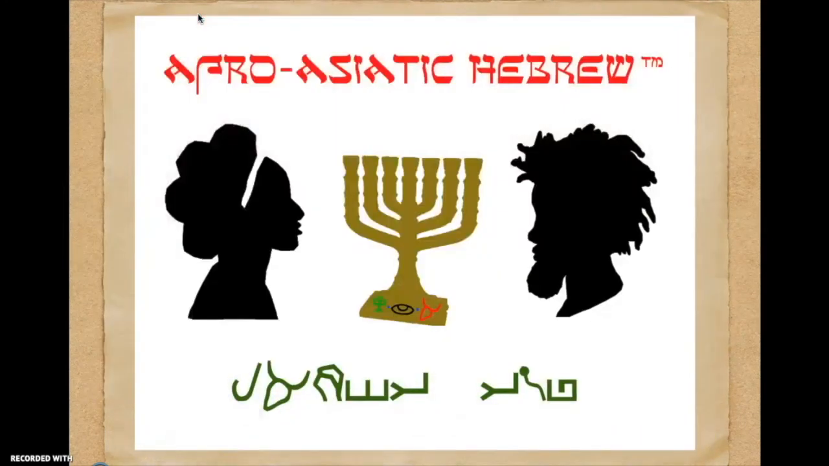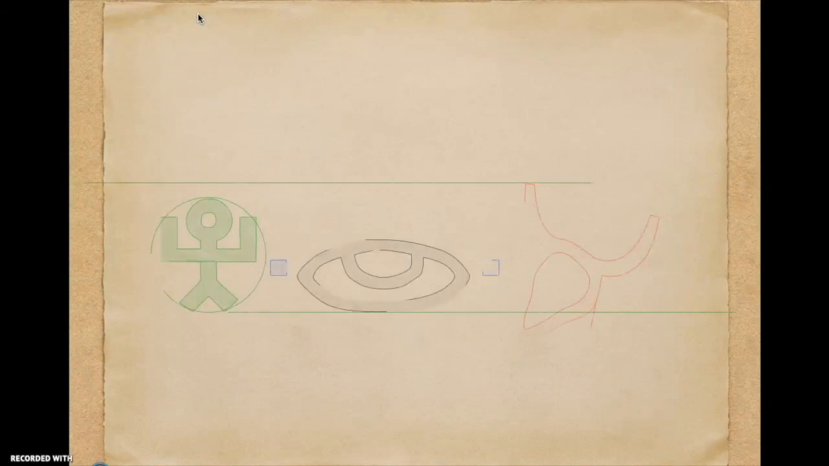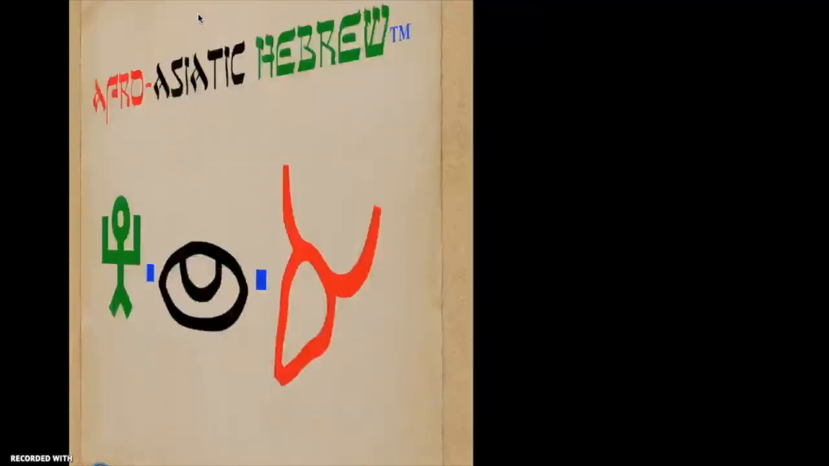Afro Asiatic. I'm Afro Asiatic. Hebrew Israelite of Shemitic descent. Man, she's Afro Asiatic. I'm Afro Asiatic. She's Southern, I am Central, but we still have descent.